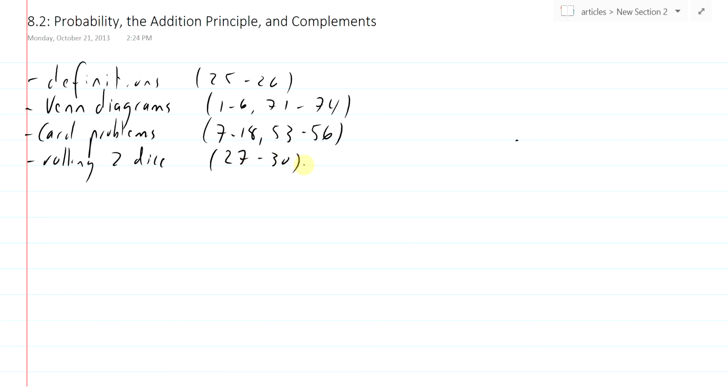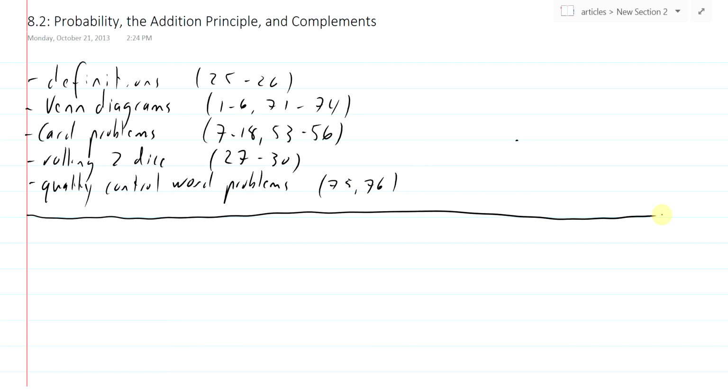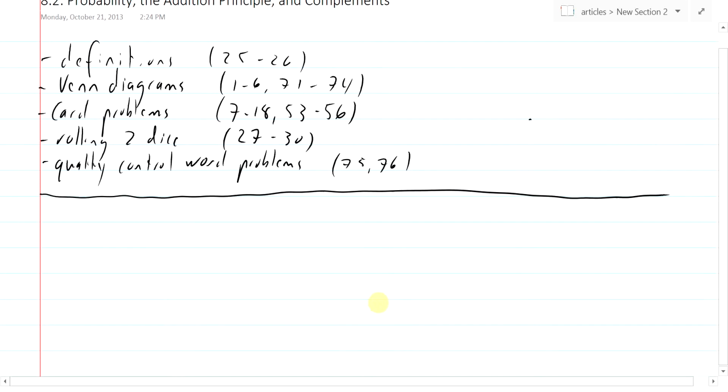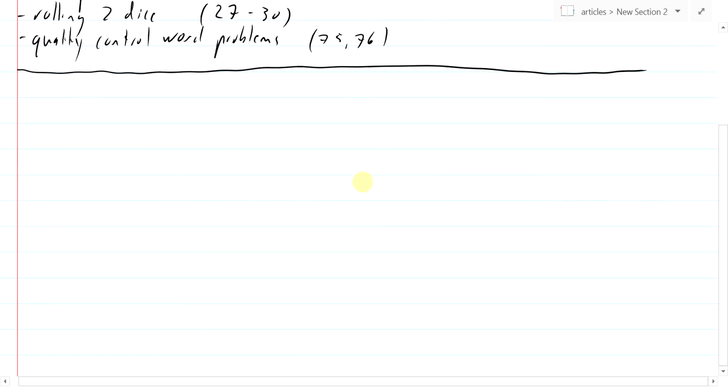And then some, what do they call this? Quality control problems. So these are the word problems. So quality control, that's a Y. Word problems. And that's problems 75 and 76. Okay, and most of this is about the addition principle and complements and how that affects probabilities.